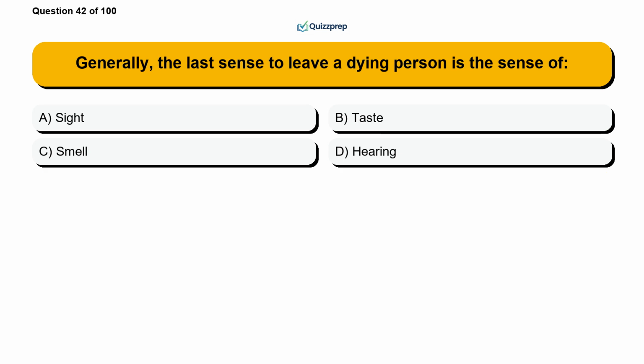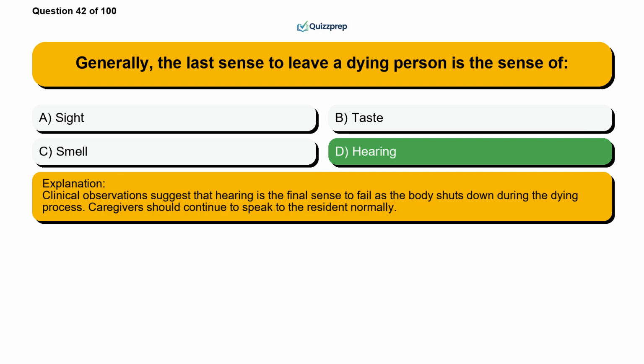Question 42. Generally, the last sense to leave a dying person is the sense of: Option A, sight. Option B, taste. Option C, smell. Option D, hearing. The correct answer is option D, hearing. Clinical observations suggest that hearing is the final sense to fail as the body shuts down during the dying process. Caregivers should continue to speak to the resident normally.